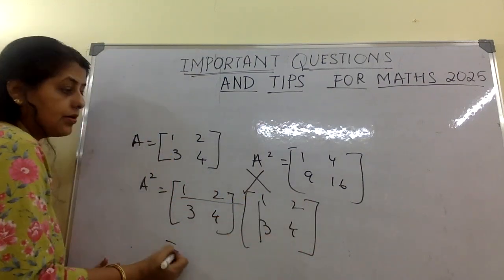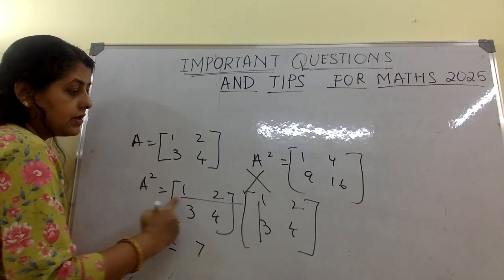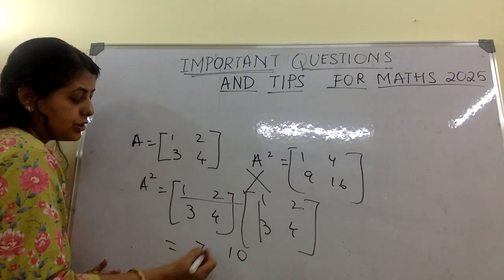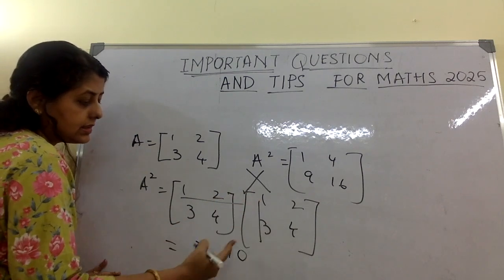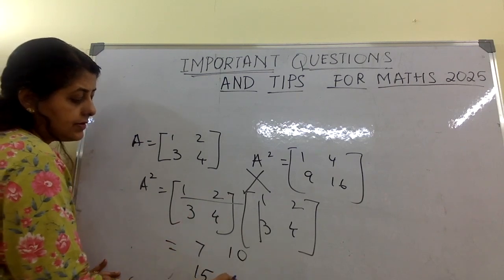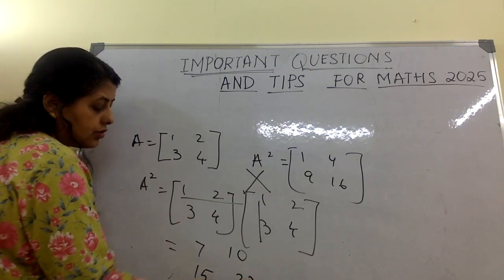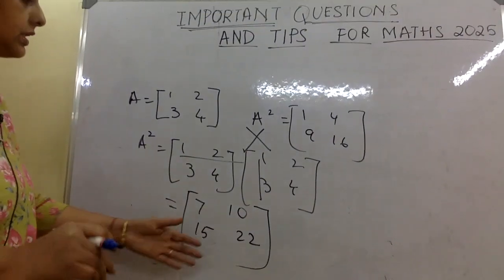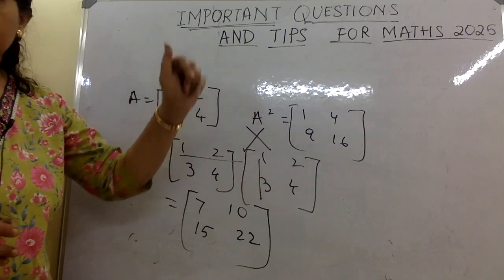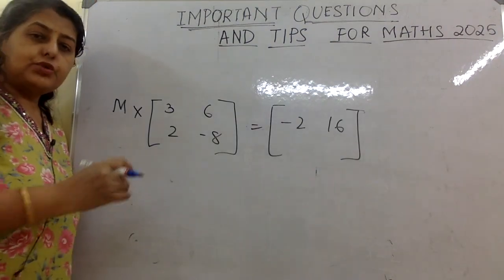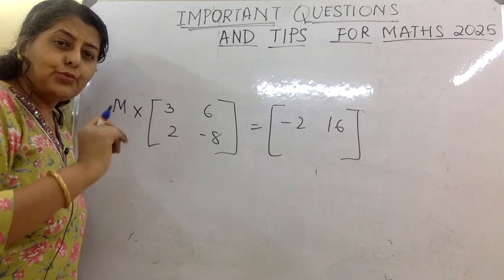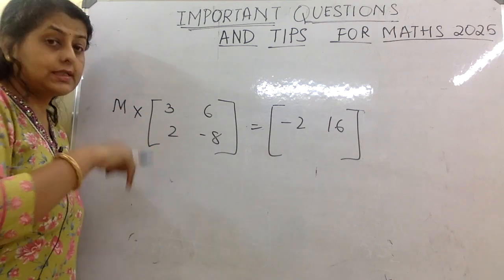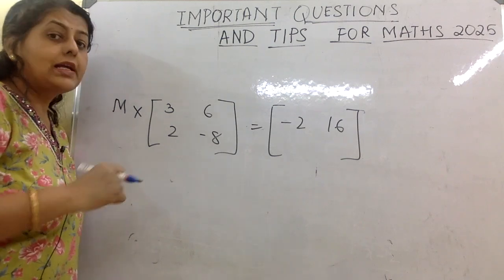This with this. So 1 plus 6, 7, 2 plus 8, 10. 3 plus 12, 15, and 6 plus 16, 22. So this is your actual A square, not this. Now we are asked to find M, the most important question of matrices. No other question is as important as this. How do we find M?